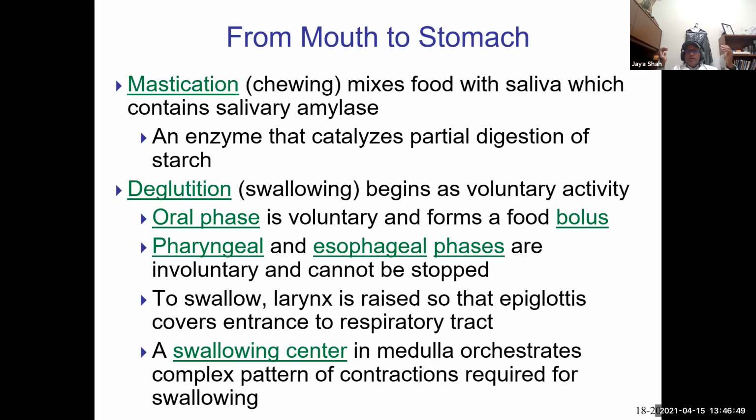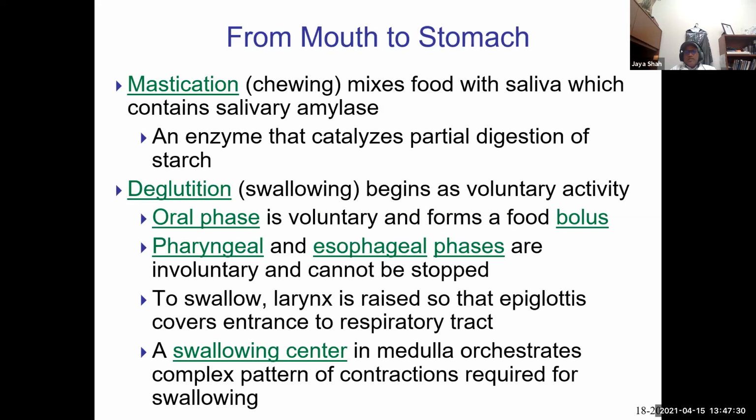Mastication, that's why you call it chewing, mixes food with saliva, which contains salivary amylase. Your teeth cut food into small pieces and grind them, increasing surface area. Your tongue manipulates and moves food and pushes it down the throat. And in the mouth, saliva partially digests and moistens the food so you can swallow.